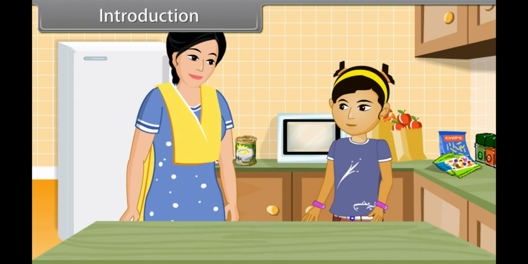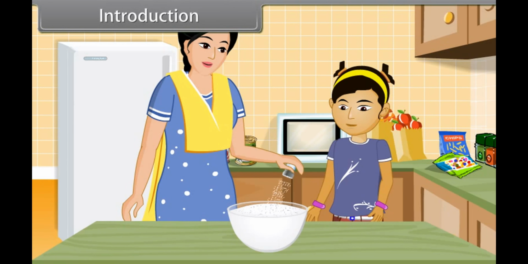Divya, today I will show you how to make a delicious cake. Mother, I would love to see that. First of all, we took a bowl and put all the ingredients in it to make a paste. Then, we add baking soda in the mixture. Now, it's ready for bake.